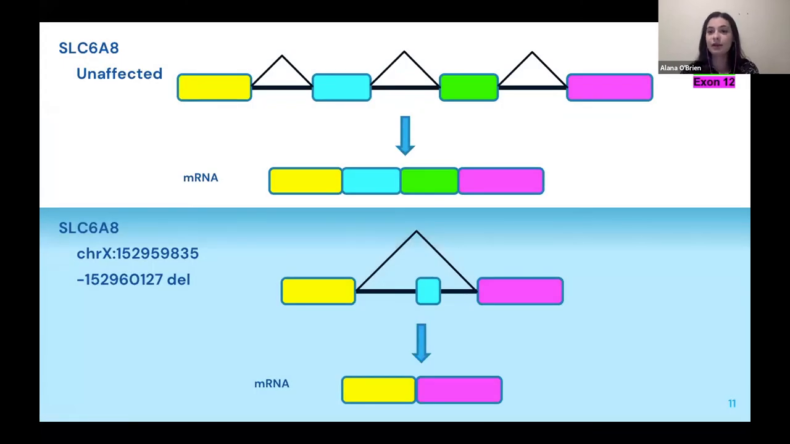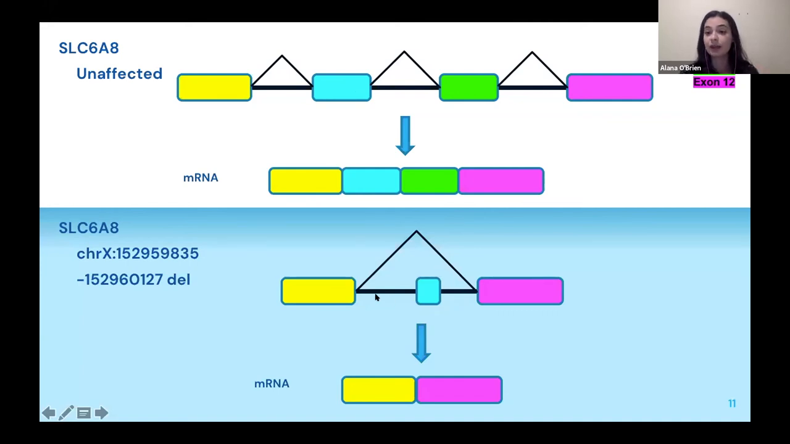So I'm going to talk a little bit about how this works mechanistically. First, in an unaffected individual, we have the pre-mRNA of SLC6A8, and these introns are all spliced out, and we get the transcript that includes exons 9 through 12. In the CTD patient with this specific deletion, exon 10 is skipped over during splicing, and then we get a product that has exon 9 spliced to exon 12. We hypothesize that this skipping event occurs because we are losing this 5' splice site with the deletion, and the spliceosome isn't able to detect the junction between the remaining exon 10 and this remaining intron 11.